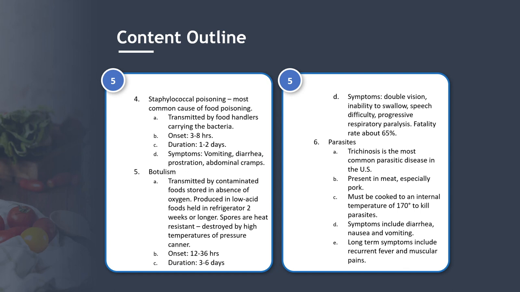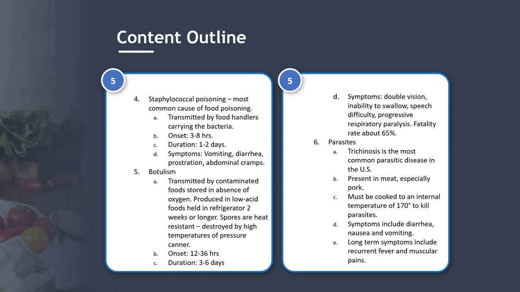5. Botulism. Transmitted by contaminated foods stored in the absence of oxygen. Produced in low-acid foods held in the refrigerator for 2 weeks or longer. The spores are heat-resistant but destroyed by the high temperatures of a pressure canner. Onset: 12 to 36 hours. Duration: 3 to 6 days. Symptoms: double vision, inability to swallow, speech difficulty, progressive respiratory paralysis. The fatality rate is about 65%.